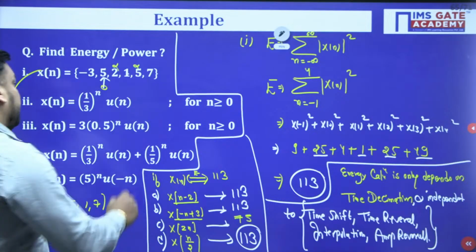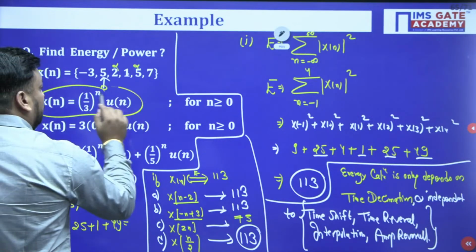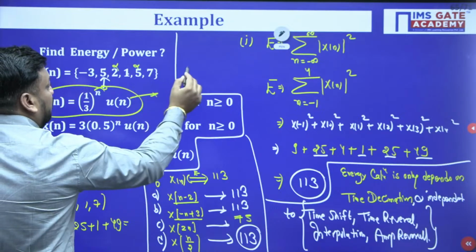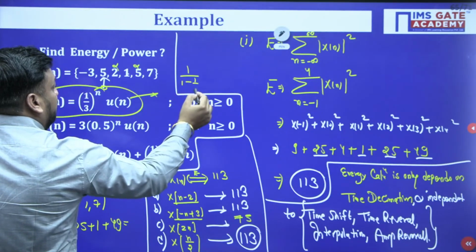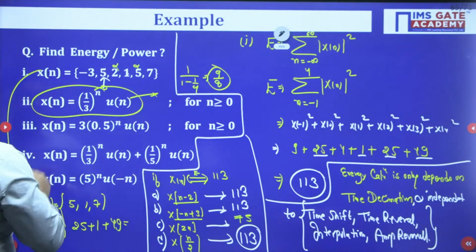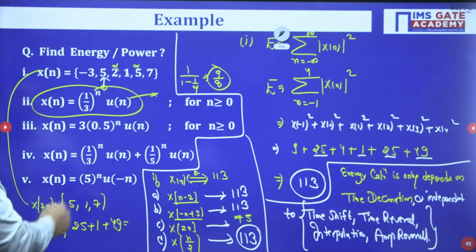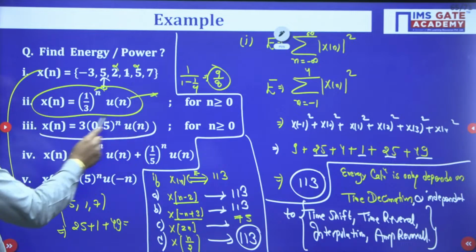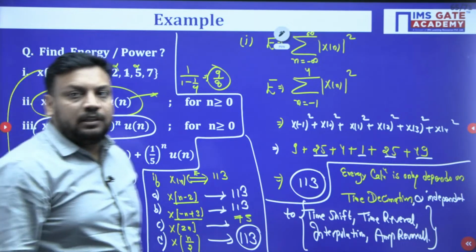Now I think the second question you can easily solve, because in the last slide only we solved. It is nothing but 1 upon 1 minus 1 by 9, so actually it is 9 by 8. Okay. Now what about the third question? The next question we'll solve in the next class. I am expecting the third question from you.